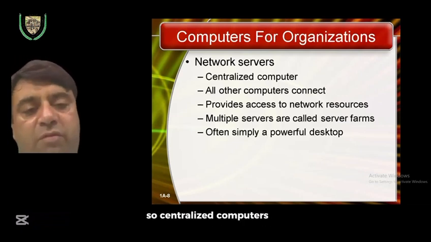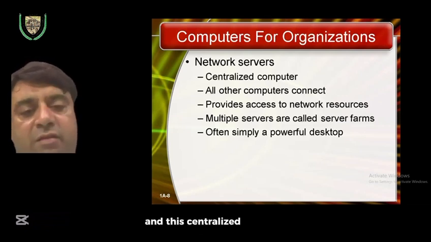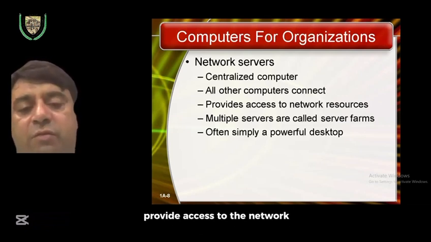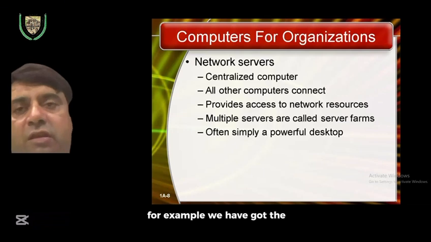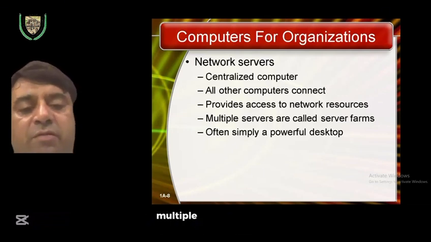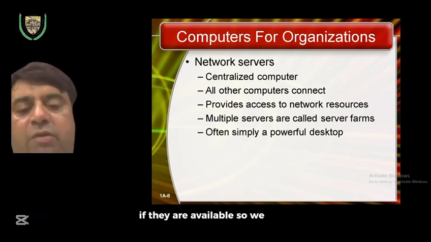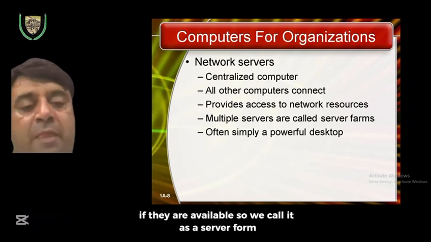So centralized computers are used and computers connect with each other, and this centralized computer provides access to the network resources. For example, we have the internet resource or the printer resource. If multiple servers are available within the organization, we call it a server farm.